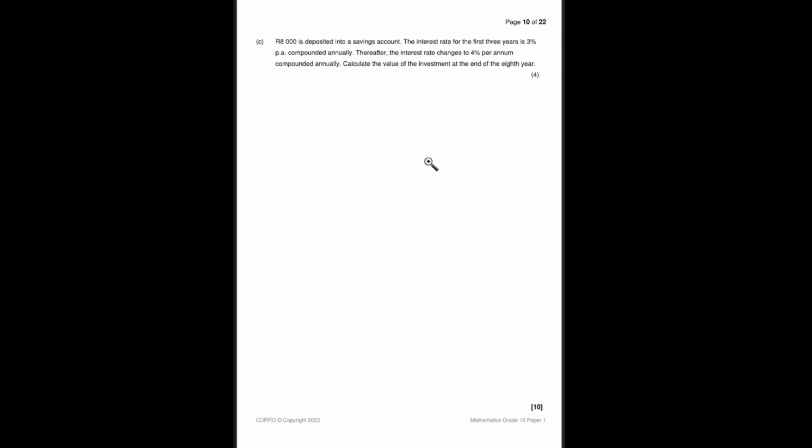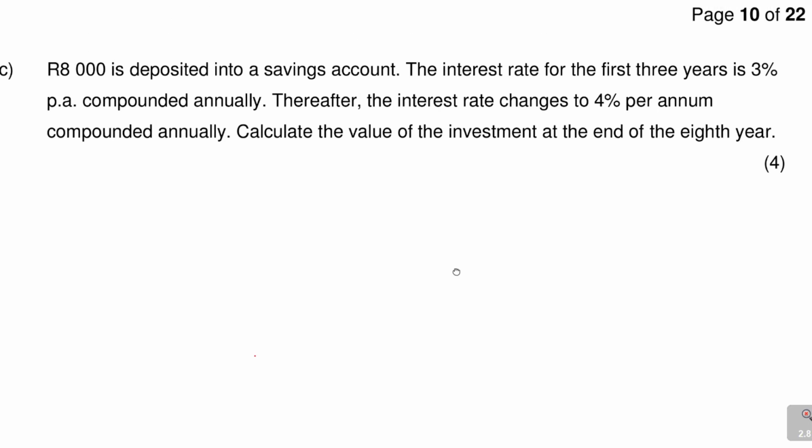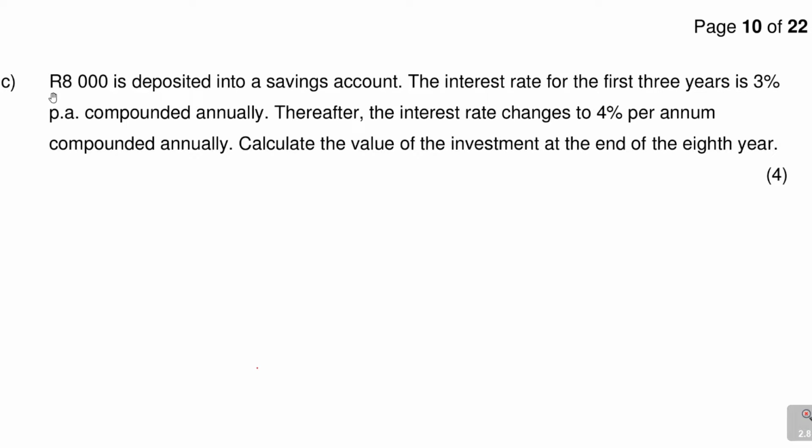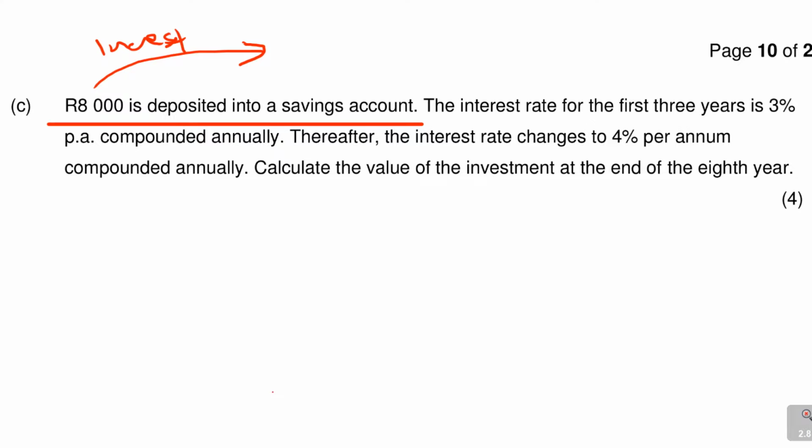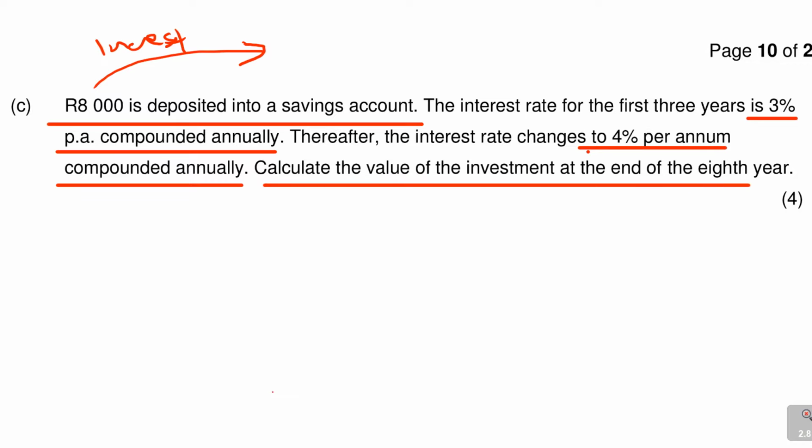And then the last value here, I think I'll end here. That's the last one for financial maths. 8,000 is deposited. See, when you're depositing into a savings account, it will grow in the future. This is an investment. You are investing. It will become more than that. The interest rate is 3% compounded. But look at this compound interest. Thereafter, the interest rate changes to 4% per annum, compounded annually. Calculate the value of the investment at the end of the 8th year.